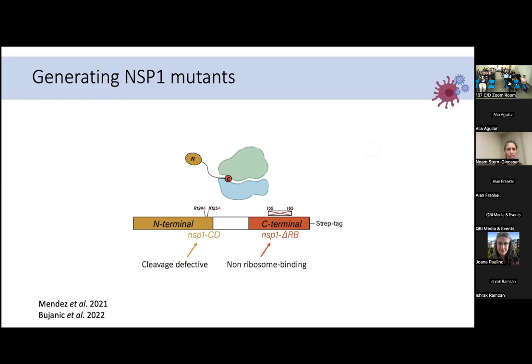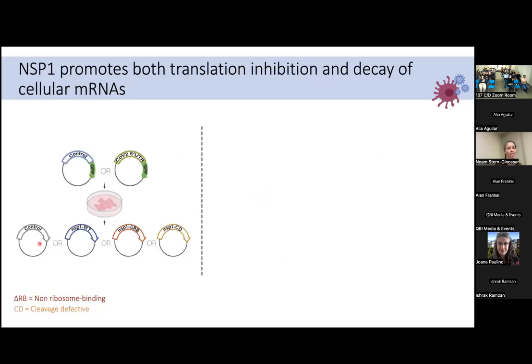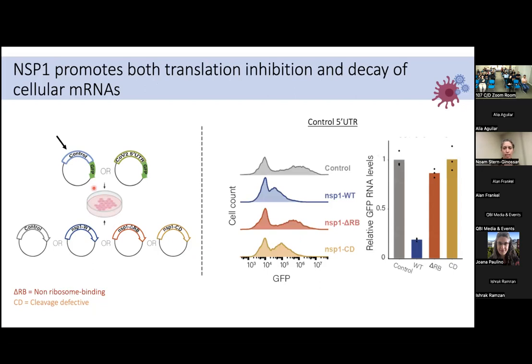Okay, so now we take these mutants as well as the wild type and control and transfect them into cells either with the control GFP or with the GFP that has the 5' UTR from the virus. I'm going to show you just the results from the control GFP for simplicity. And so you can see that, as I showed you, this is the control. We see GFP expression, now it's by FACS. If we transfect with the wild type NSP1, there is major reduction in the GFP. If we have the delta RB, we don't have much interference with the production of GFP. And then with the NSP1-CD, we have a mediocre phenotype, so some reduction in translation.